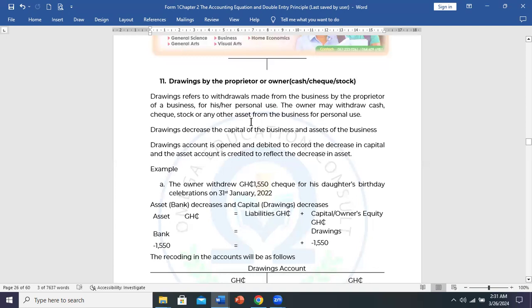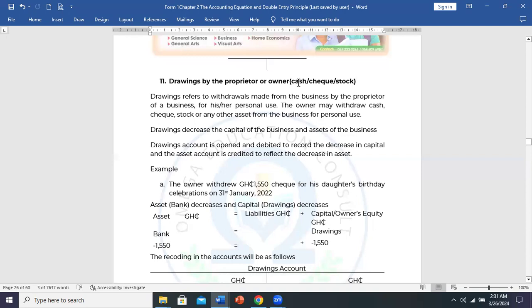If this happens, we say that drawings decrease the capital. It only makes sense because if you have invested in the business as capital and you are taking something away, then your capital will decrease. So drawings will decrease capital. And if capital is decreasing, we all agree that you have to debit it. But what account are you going to debit? The drawings account.